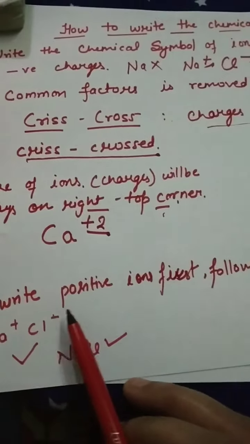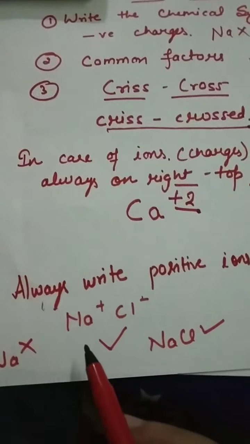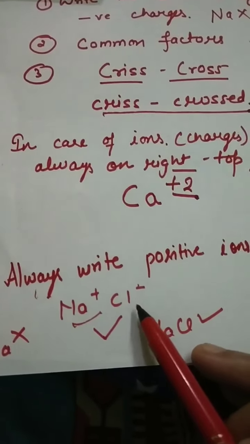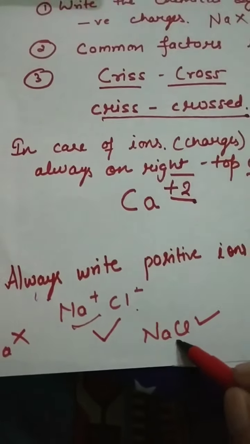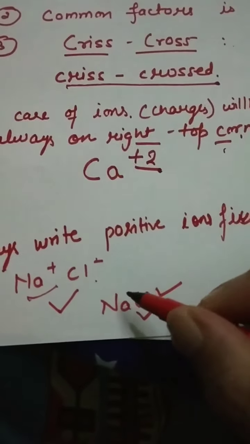And always write the positive ion first, followed by the negative ion. We have to write Na+ and Cl−, so I will always write NaCl, not ClNa, because Na has the positive charge.